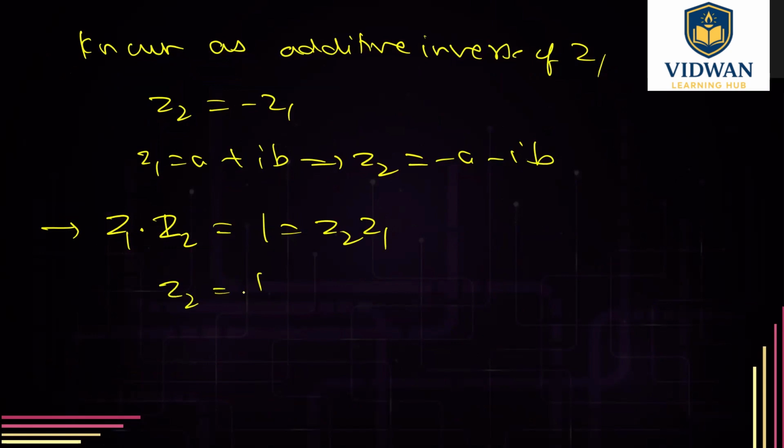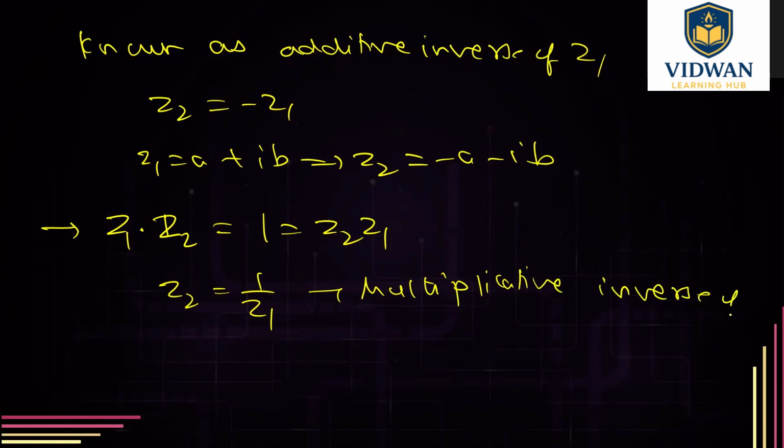And Z2 equal to 1 by Z1, if you write it down, is called the multiplicative inverse of Z1. So 1 by Z1 is the multiplicative inverse of Z1. That means if they give Z1 as A plus iB and you're asked to find the multiplicative inverse Z2, you write 1 by A plus iB. But we usually don't leave it like this.